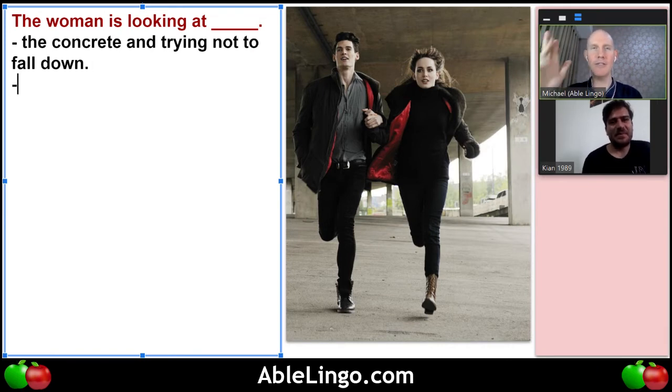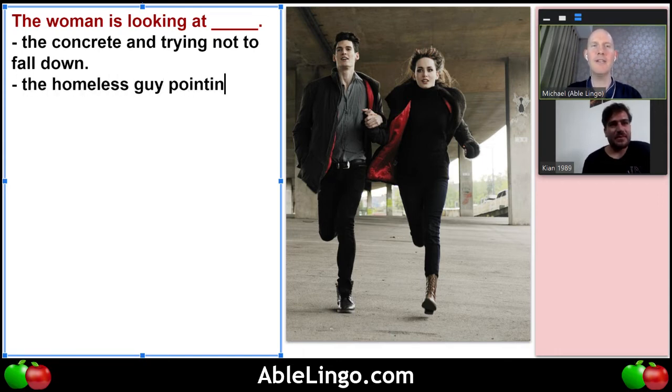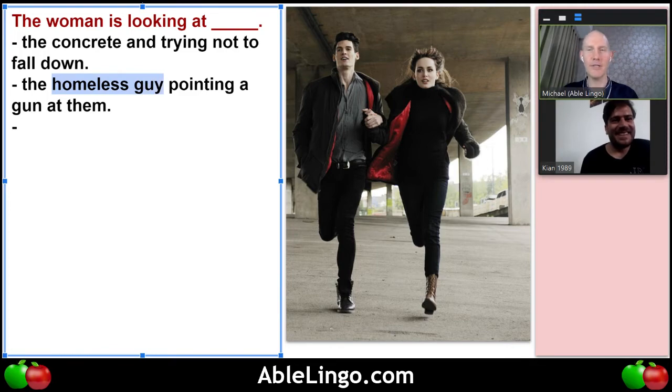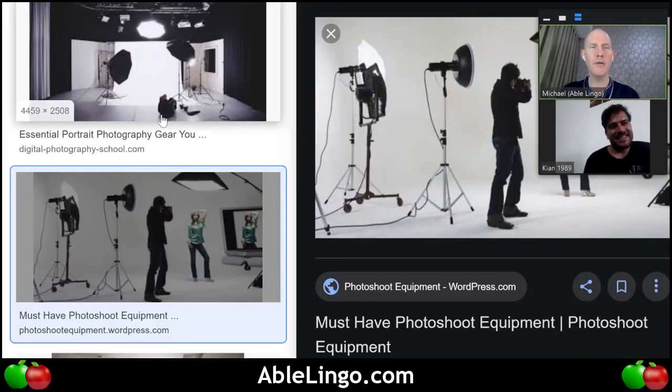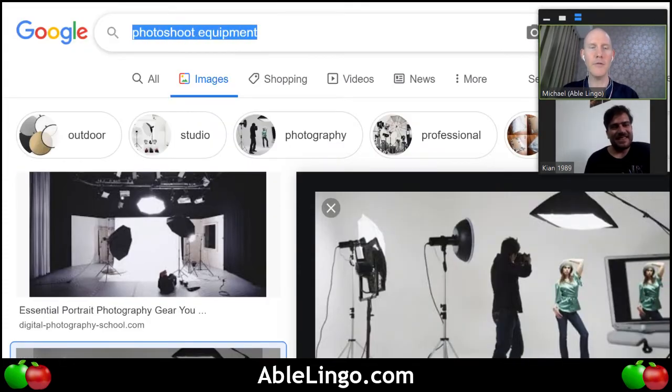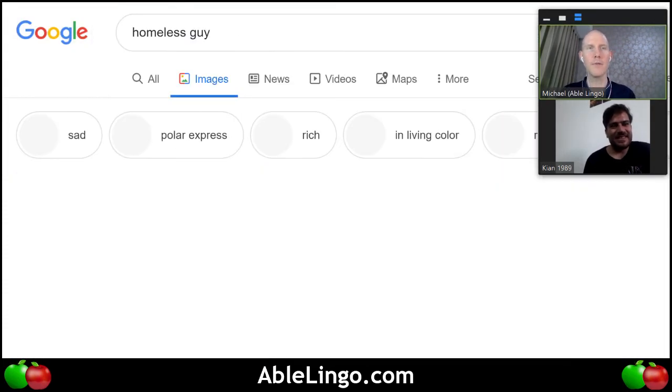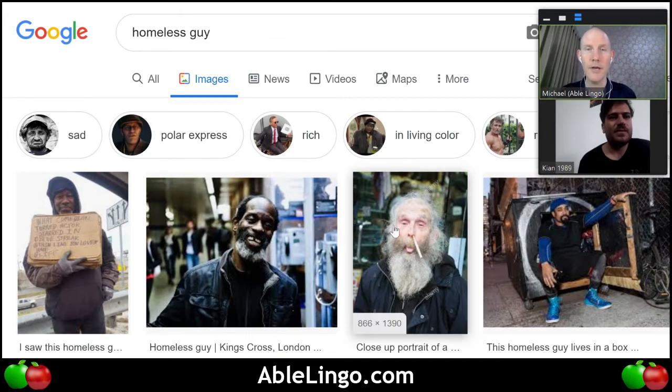I'll use my imagination, which is kind of wild. The woman is looking at the homeless guy pointing a gun at them. Okay, you're good at imagination. Let's just get a visual. If we think of a homeless guy, it's going to be different in different countries depending on the standard of living and stuff. But if we put in a homeless guy, someone who, yeah, this works.